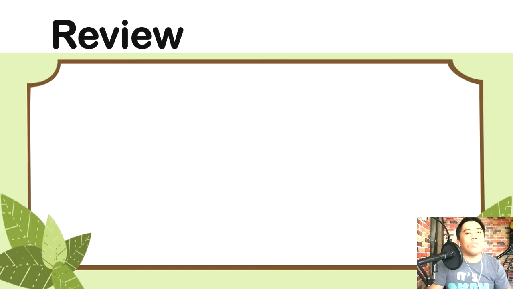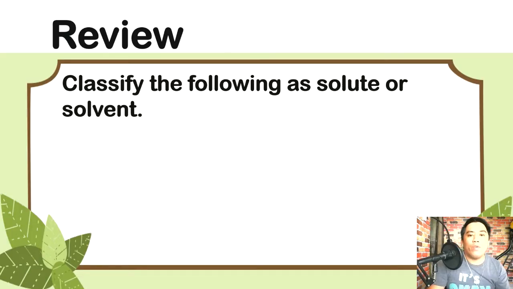Okay, so before we proceed with our new lesson, let us have a short review about our previous lesson, which is solutions and the parts of solution. In this review, you are going to classify the following as solute or solvent. We studied what solute and solvent are. I will show different substances, then you are going to tell whether the substance is a solute or a solvent. Let's start.